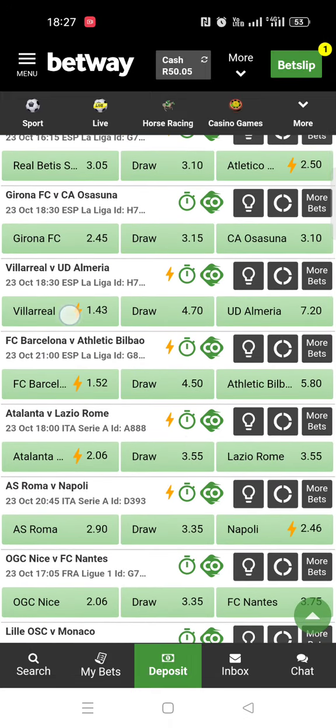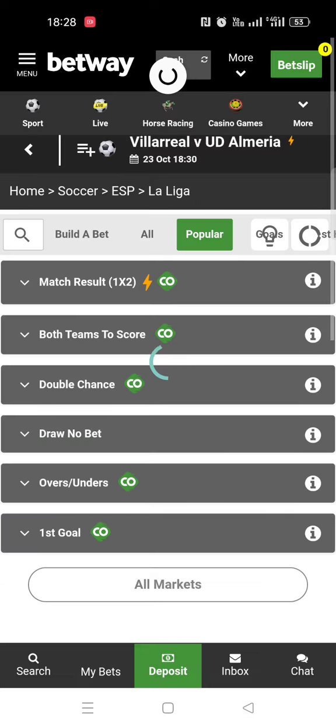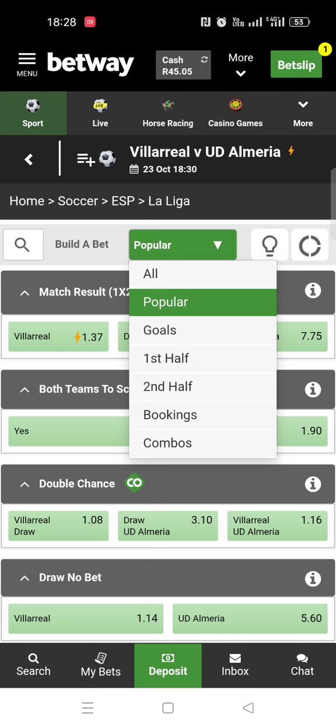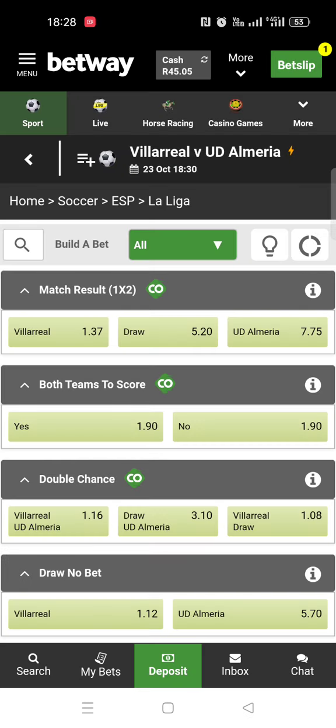Oh, I think there's another one. Villarreal versus UD Almeria. You can see there, Villarreal is a heavy favorite compared to this team. You can see the odds suggest that also. So let me just click and see what the odds are. I just want to see the odds for these. Let me just click on combos. No. All. Oh, it's a pity.